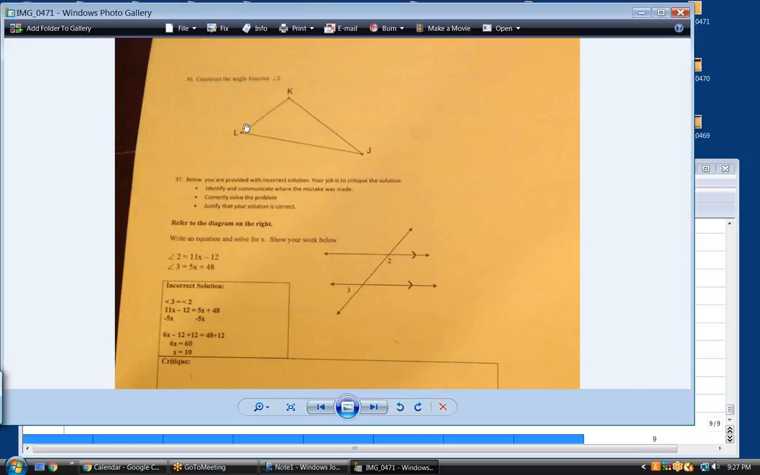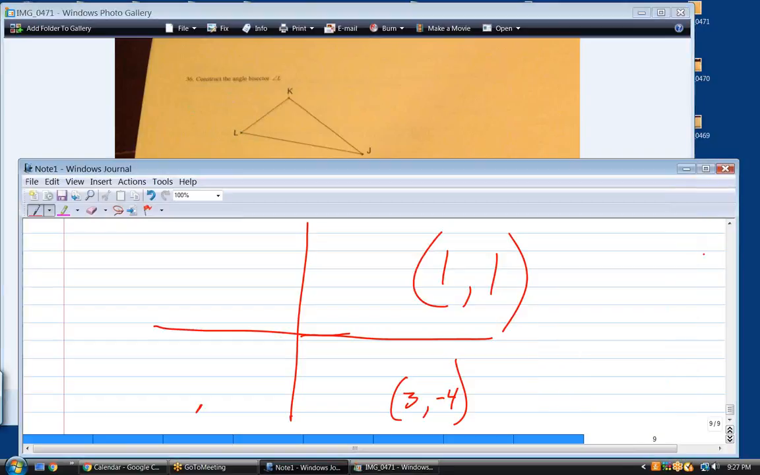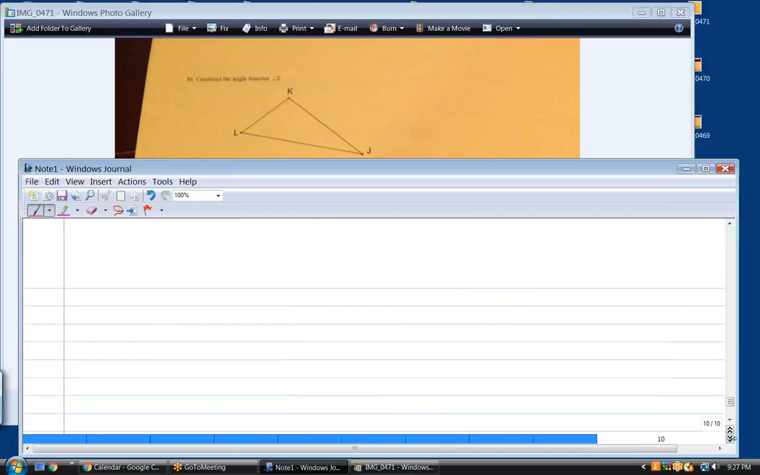Construct the angle bisector. Okay. We talked about doing this. The fact that it's a triangle doesn't matter. I'm not even going to draw it as a triangle. I'm going to draw it like that. That's L, that's J, that's K, and I'm going to bisect angle L. That's just like bisecting an angle. So I'm going to put the needle there and make an arc there, same arc there, so that those two distances are the same.